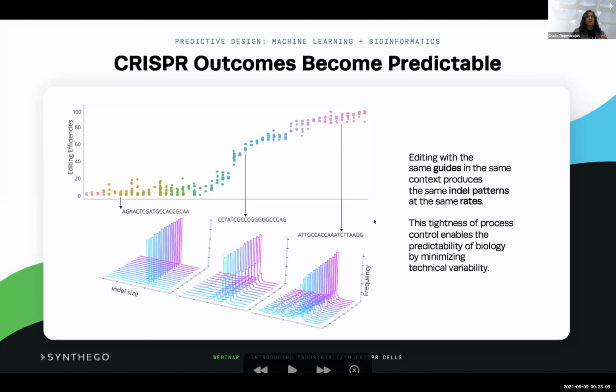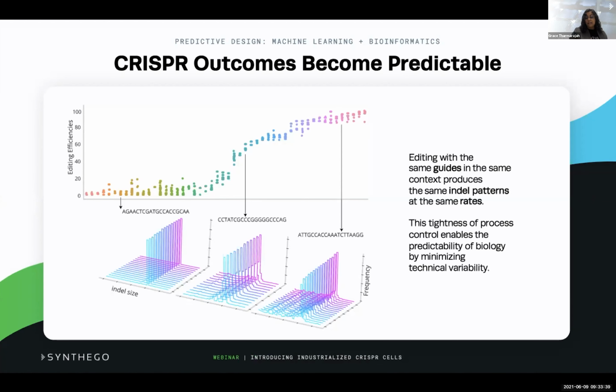So what that brings me to is the sentence that's written out here: editing with the same guides in the same context, which is our platform and our workflow, produces the same indel patterns at the same rate. So same indel patterns across this way at the same rates, AKA the frequency. This shows that our process control minimizes technical variability, which allows us to be more predictable when it comes to the biological aspects that we are dealing with through the workflow, meaning the cell, et cetera, right?